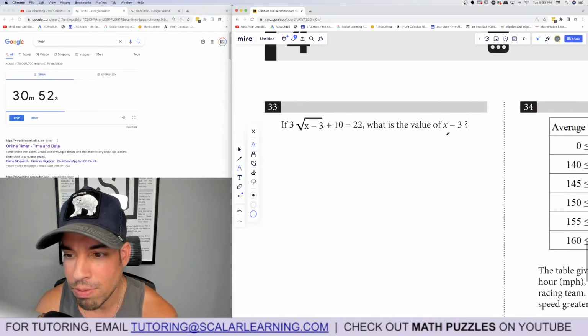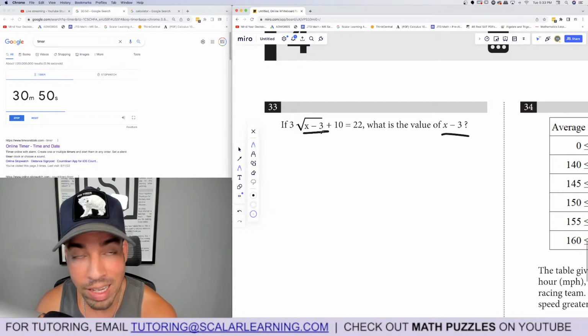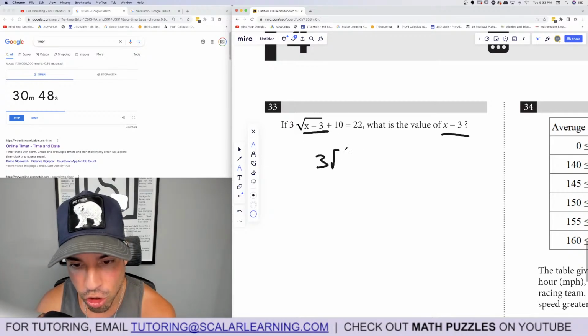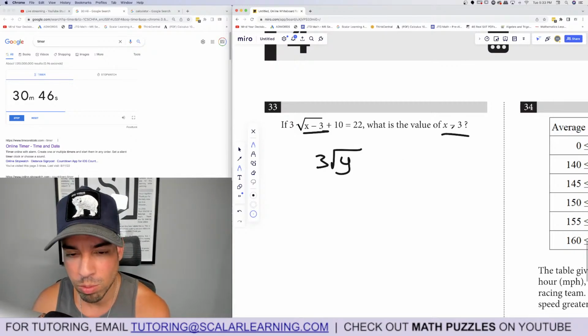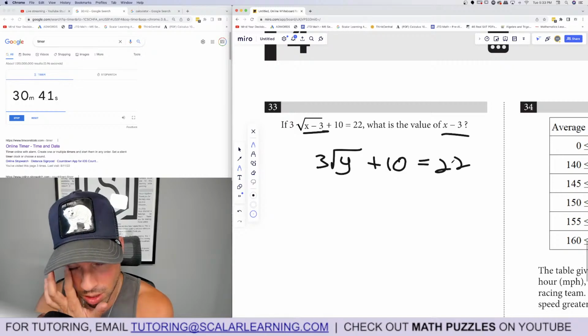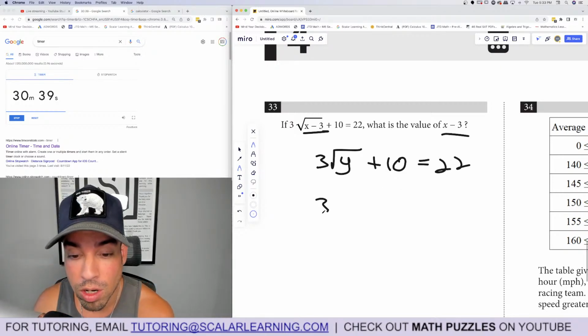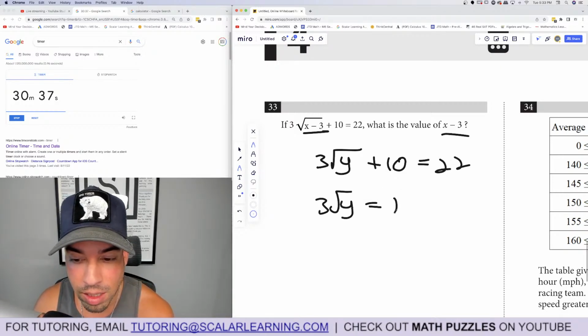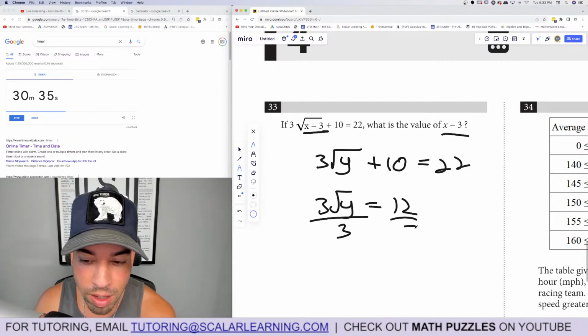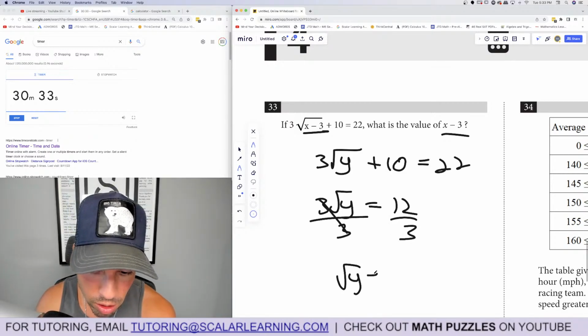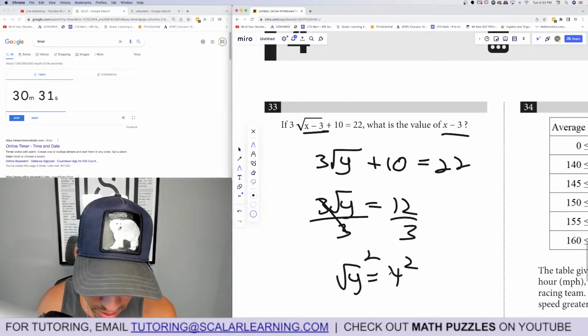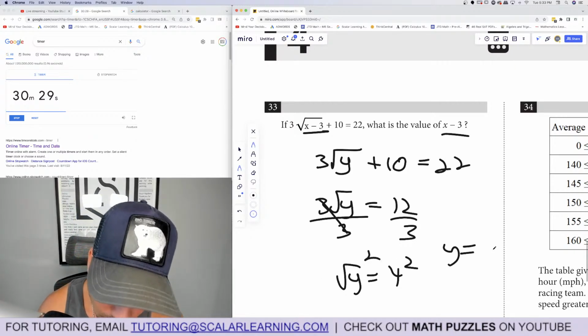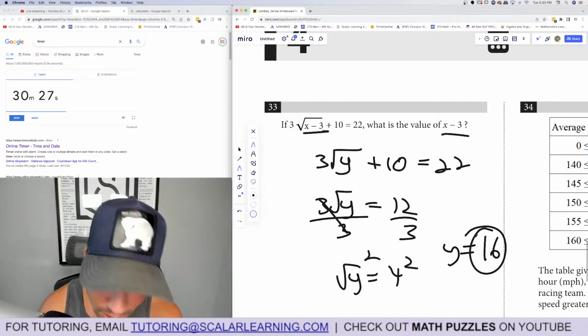All right, we're trying to find x minus 3. Again, I'm going to use my substitution trick so I don't accidentally solve for x. Plus 10 equals 22, and then we're just going to isolate y, and y will be my answer. So I'm going to subtract 10 from both sides, and I get 12. Divide by 3, divide by 3. Square root of y equals 4, and then we square both sides to get it out of the square root. And y equals 4 squared, which is 16 for the win.